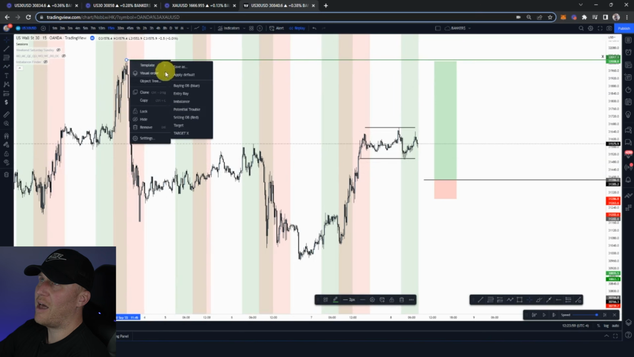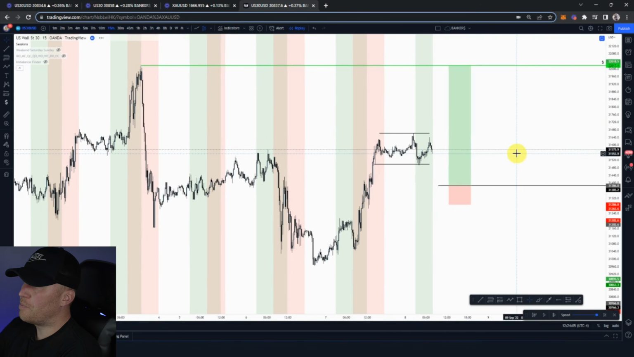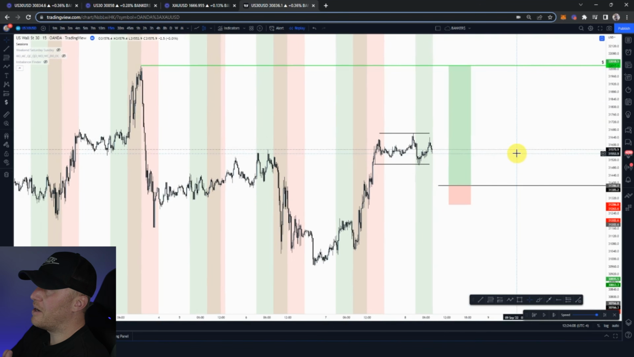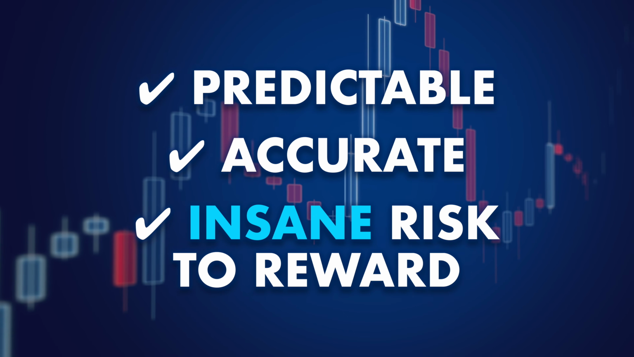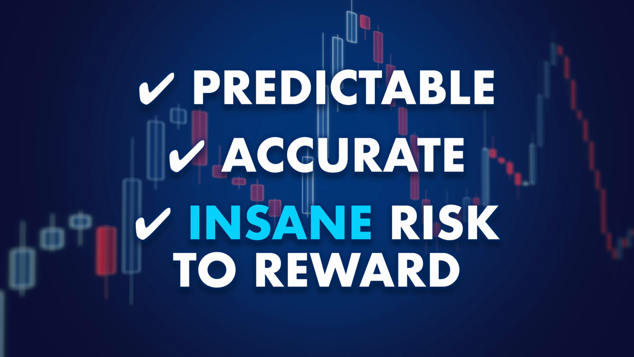I'm going to change that back. I mark it as an X once price comes there. That is our target there. And this strategy is really powerful because not only is it super predictable and accurate, but it produces insane risk to reward.